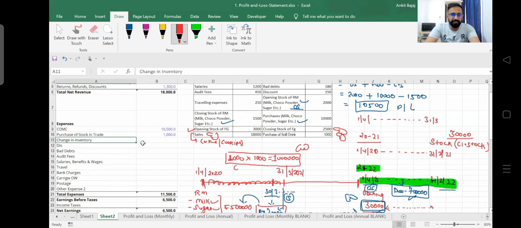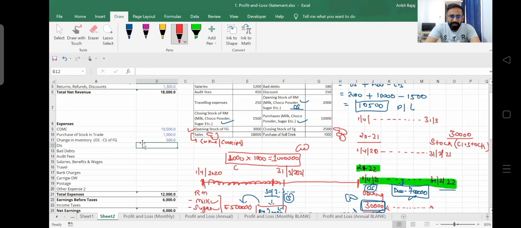So here what we will do, changes in inventory, that is opening stock minus closing stock of finished goods. Opening stock how much? 3,000 minus 2,500, so 500. This is the expenditure which we are recording in the P&L account.